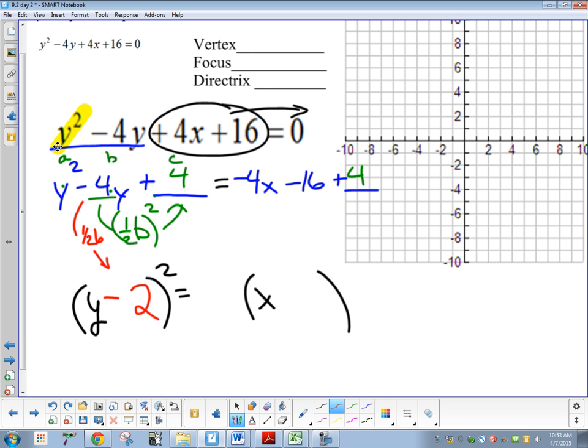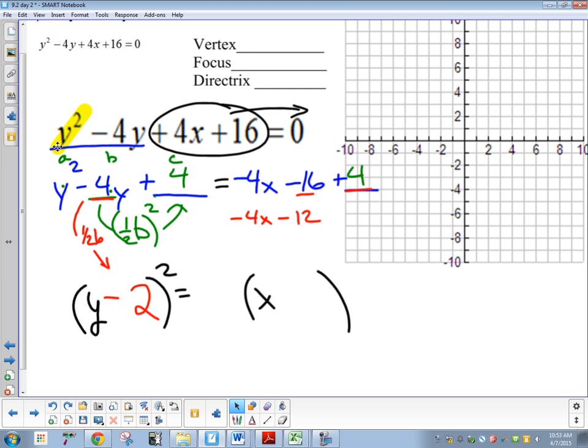We just cut in half our b, which was negative 4, and got negative 2. On the right side, I don't like how it looks, so I'm going to rewrite it. Negative 4x, negative 16 plus 4 is negative 12. So it's negative 4x minus 12.